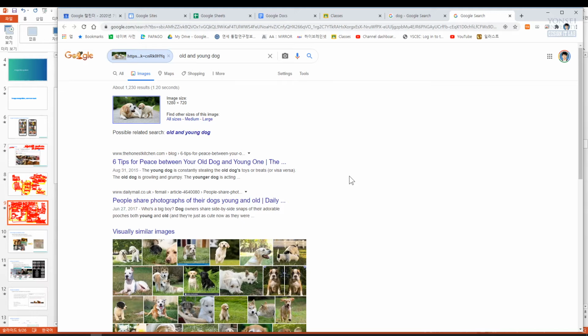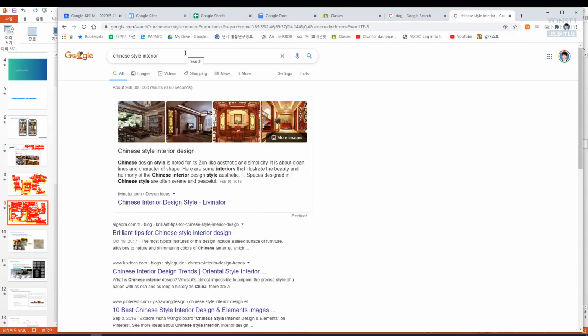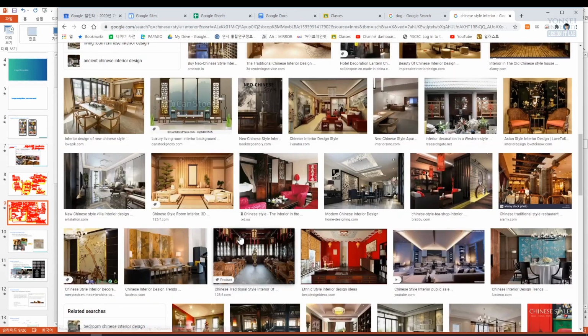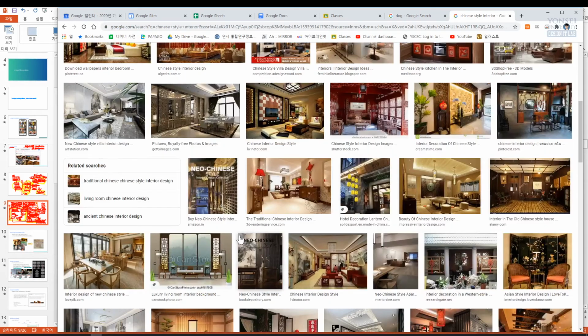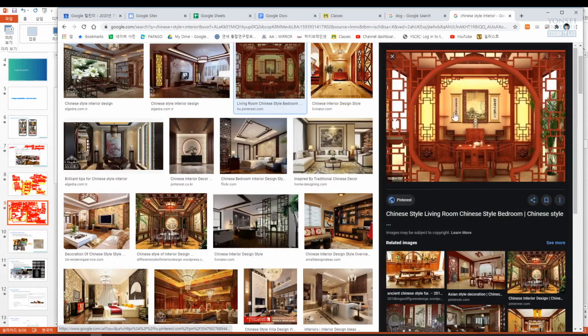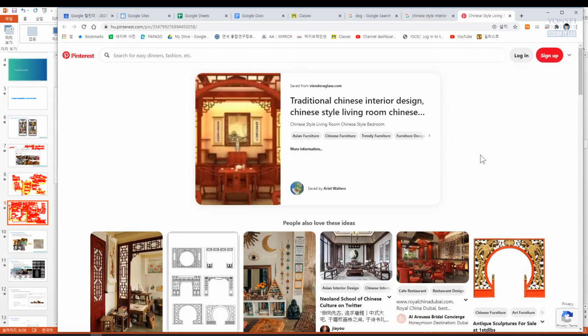What if you search something, let me search this time using something like this, Chinese style interior design. And then Google knows what Chinese style is. As you know, Instagram pictures and photos are available to Google, or some Pinterest images. Okay, here is Pinterest, pinterest.com. Pinterest is also very, very popular, especially with designers.